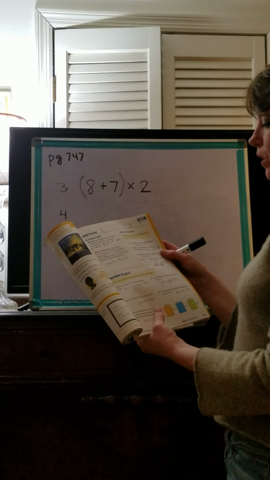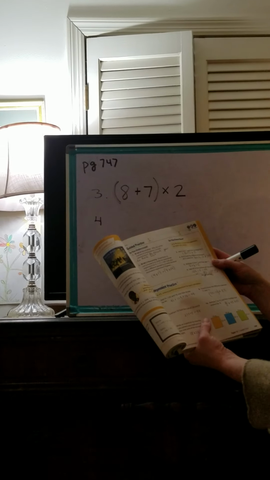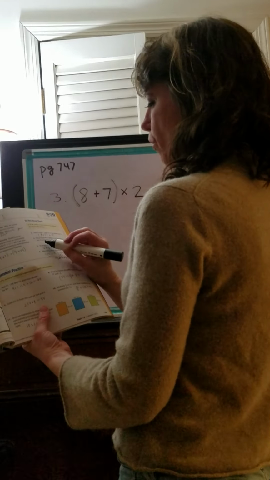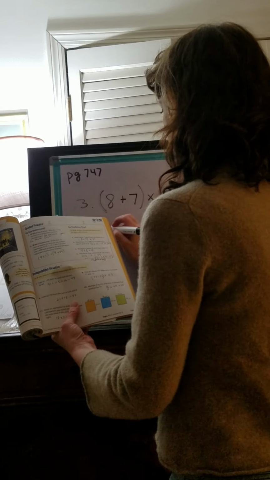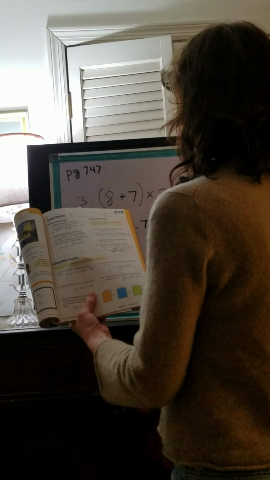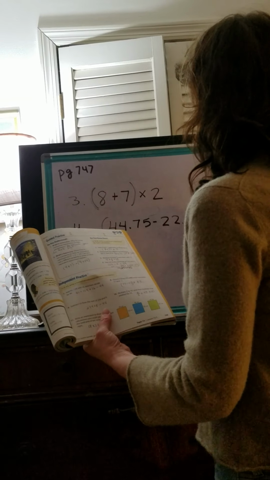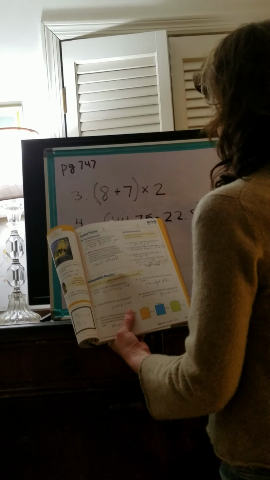Find triple the difference between 44 and 75 hundredths and 22 and 8 tenths. Okay, so we need to find the difference first, even though the word triple comes first in the sentence. So 44.75 minus 22.8. Okay, now we are going to find triple the difference.